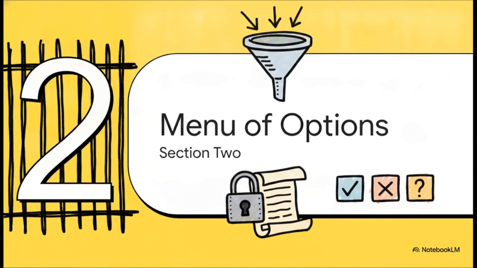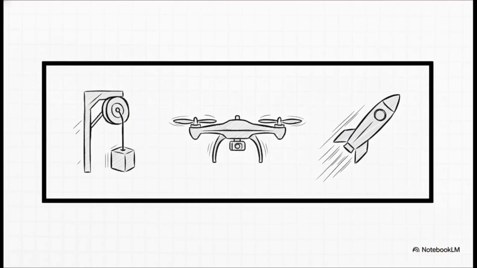Moving on, let's hit Section 2, the strict menu of options. And this brilliantly illustrates the boundaries of your assignment. The source text explicitly states that the project must talk about one of these topics, literally placing them strictly in parentheses: police, drones, and projectiles.